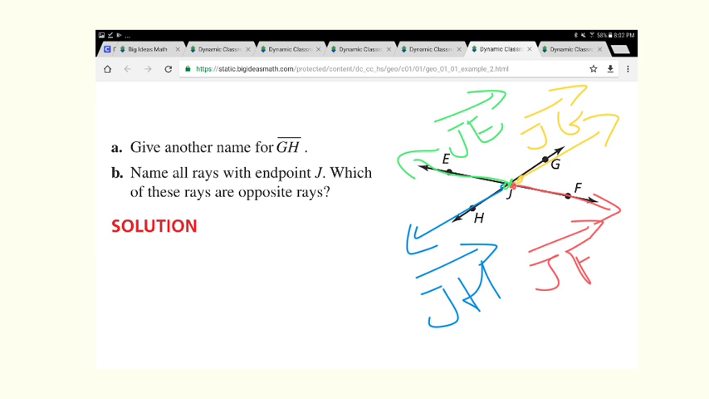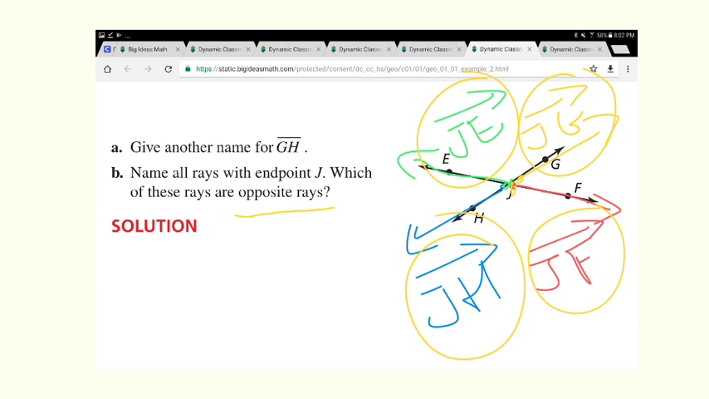It also says here which of these rays are opposite rays, and if you look here, clearly the red ray and the green ray are opposite rays. They both start at the same place and travel in opposite directions, and the blue ray and the yellow ray also start at the same place and go in opposite directions. Remember, when we talk about opposite rays, we're talking about a relationship between a pair of rays. So I would never say that, oh, JH is an opposite ray. No, you have to have two of them to be opposites. Okay?